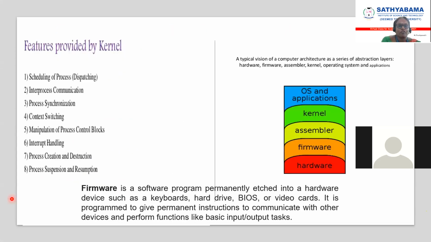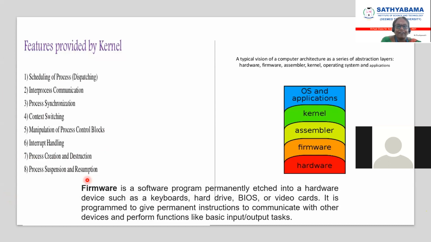Then the features provided by the kernel, you all understand that: scheduling the process, inter-process communication, synchronization, context switching, like simplex, full duplex or half duplex communication, manipulation of process and control, interrupt handling, process creation and destruction, process suspension and resumption. You all understand that all these features will be carried out by the kernel.